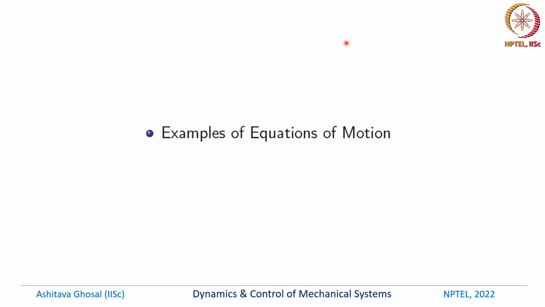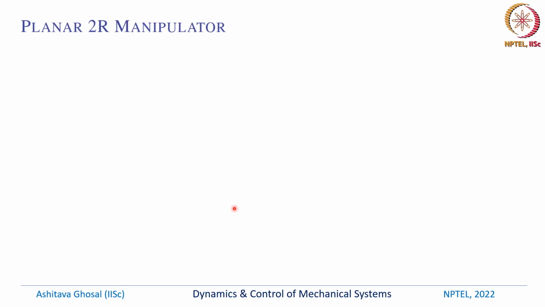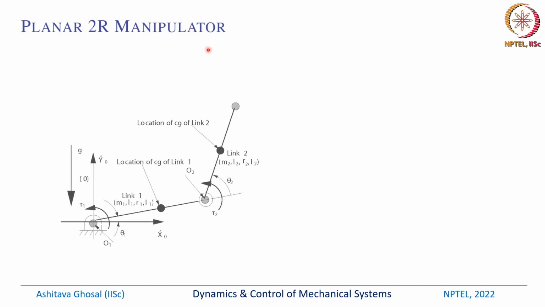In the rest of this lecture, we'll look at examples of equations of motion of multi-body, rigid body systems. The first example is that of a planar 2R manipulator. It is also sometimes called a double pendulum. It consists of two links. This is link 1 from here to here, and this is link 2. Gravity is acting along the fixed y-axis, opposite to the fixed y-axis, and this is the x-axis. The z-axis is coming out of the page.